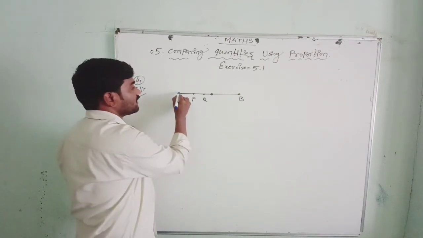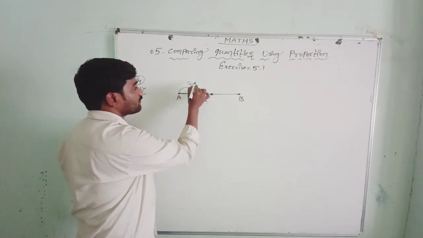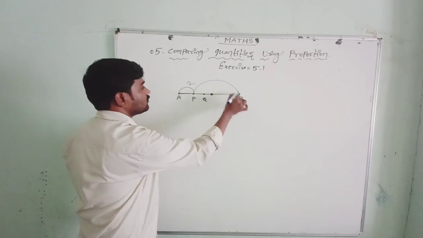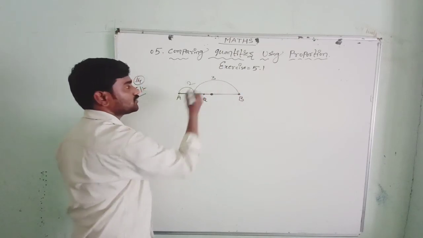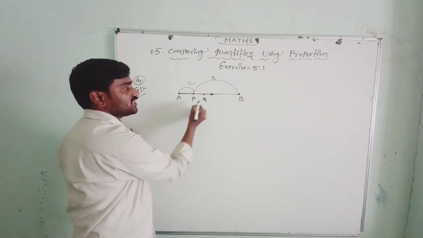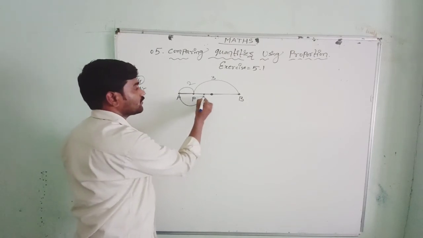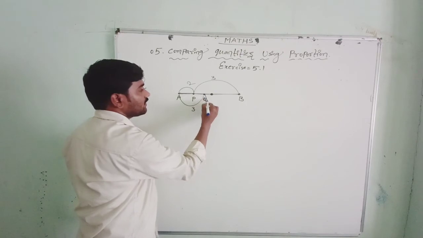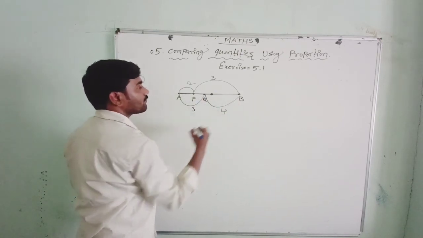That means A to P is 2, P to B is 3. We divide in 2:3. Then this Q divides the AB line segment in the ratio 3:4. That means A to Q it will be 3 and Q to B it will be 4.